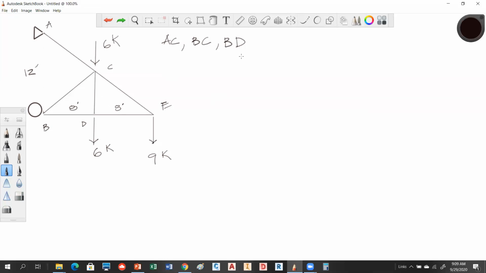Nope. So back to this real quick now. If we take the section cut here, we can either work on this side of the truss, which requires us to solve reactions, or we can work on this side of the truss, which doesn't require us to solve reactions. Does everybody see that?